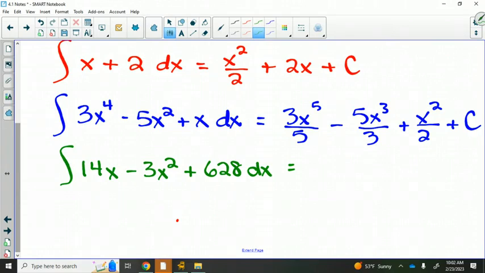Anybody make it just 7x squared? Or did you leave it as 14 over 2? You simplified, so we could simplify if we want to. 7x squared minus, we could simplify that to x cubed plus 628x plus c. Are we anti-deriving well? Yay.